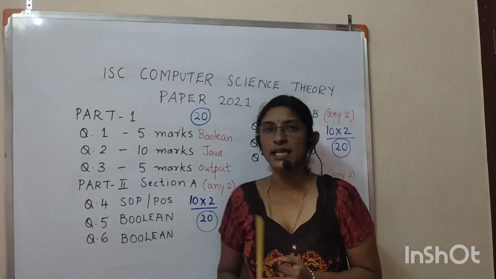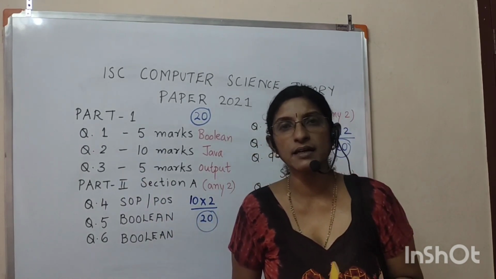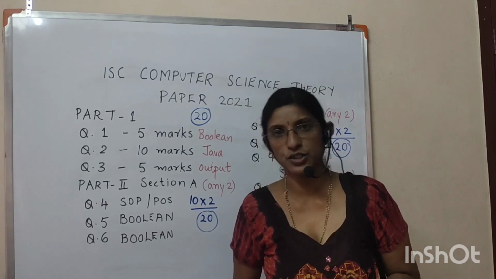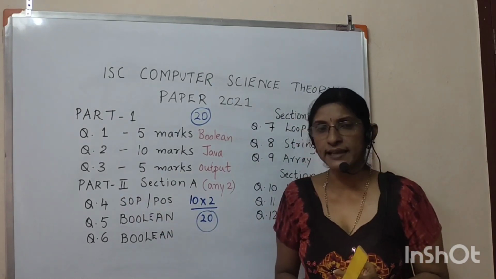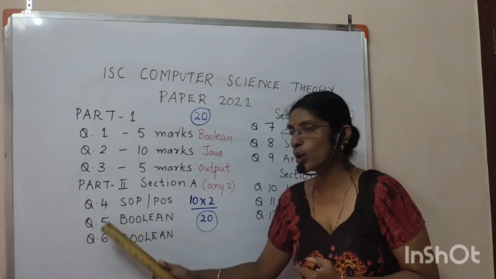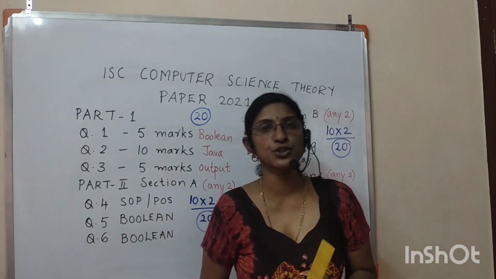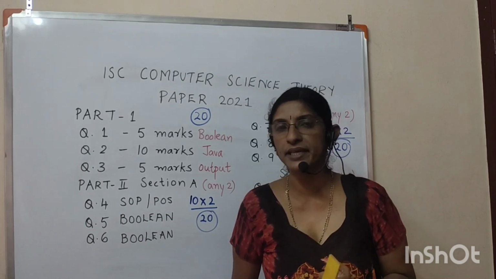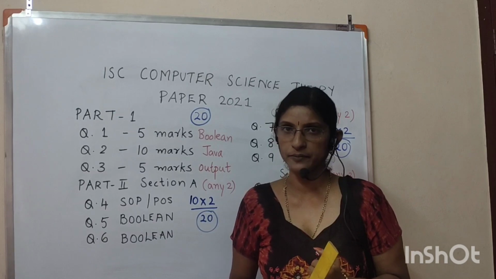Then question 3 will be a 5-mark output question, which can be asked from a function, a loop or recursion. Then part 2, section A will be question 4, question 5 and question 6. From part 2 we have a choice. Question 4 will be SOP as well as POS from the K-map.